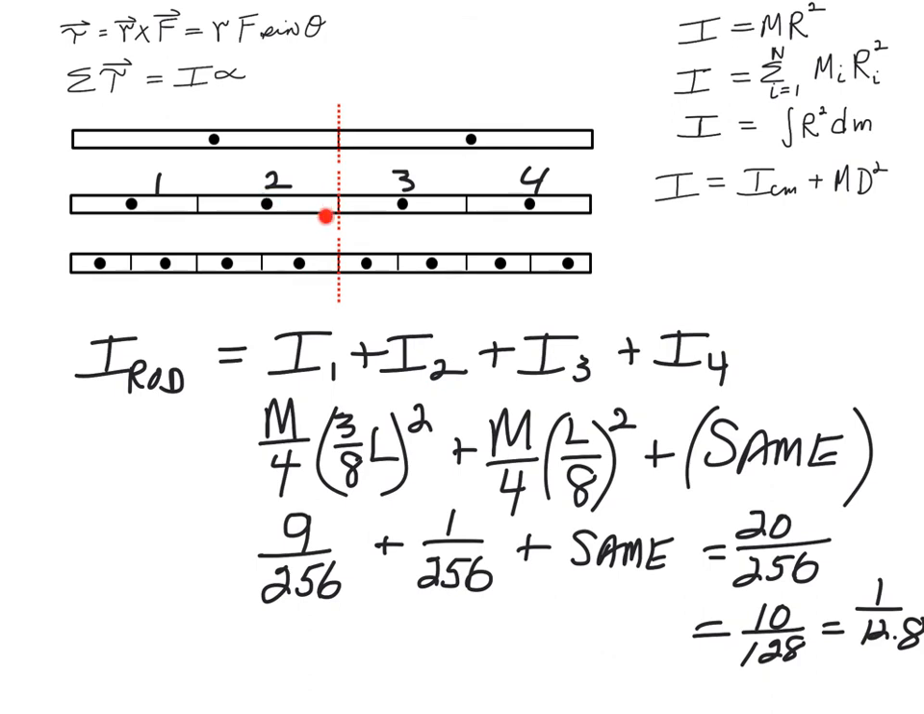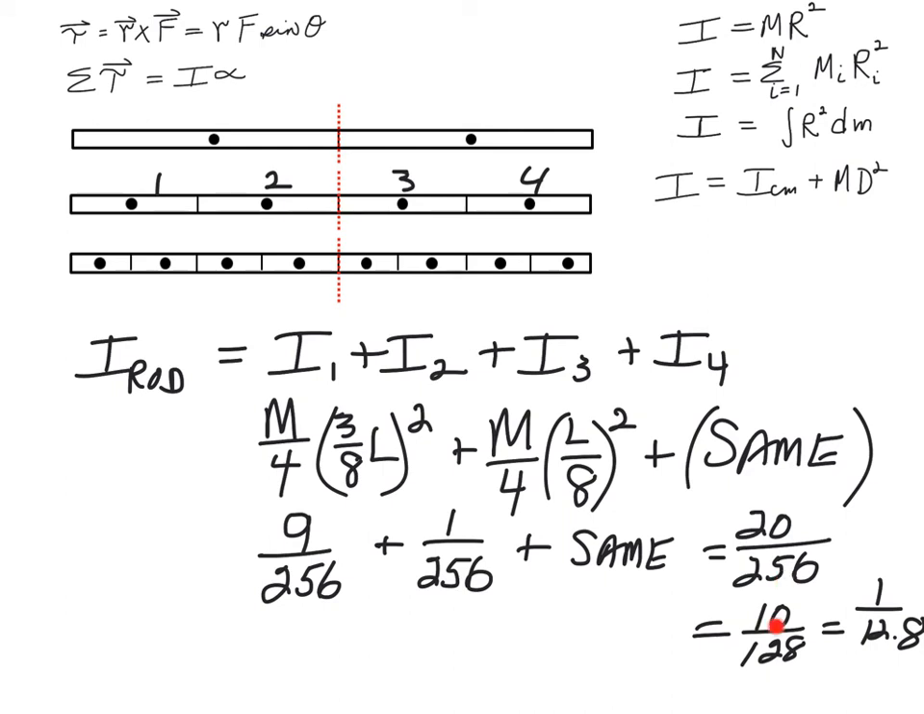And this is m over 4. And it's a distance of 1/8 the length of the rod. So L over 8 squared. And then this is going to be the same as that, and this is going to be the same as that. So we just need to double this. Right? We just need to double this value. No reason to go through all that writing. And when you multiply this out, the 3 squares to 9, and the 8 squares to 64 times 4 is 256. This is 1, 256. So that's 10 over 256. And then we get it again, so we get 20 over 256.